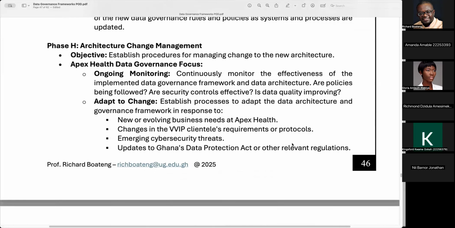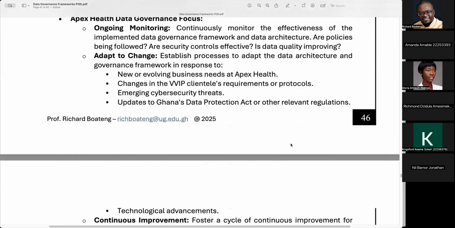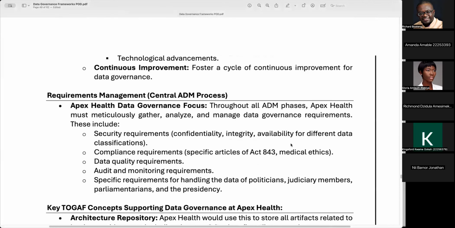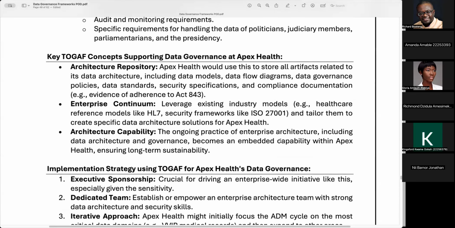It defines a formal process to adapt to change, allowing the architecture and governance framework to evolve in response to new business needs, like new VVIP service requirements or care protocols, emerging security threats, updates to regulations like Act 843, or advancements in technology. It ensures a cycle of continuous improvement for data governance, feeding lessons learned and monitoring results back into the architecture planning process. And underpinning all of this within TOGAF is requirements management, which happens throughout the cycle.